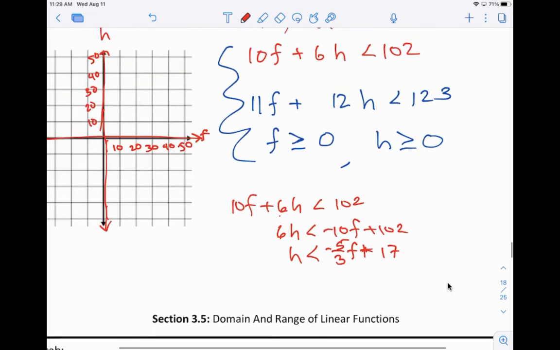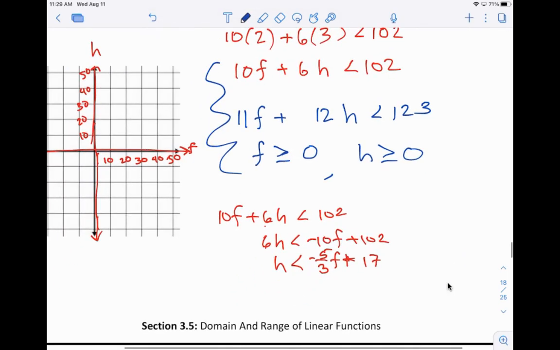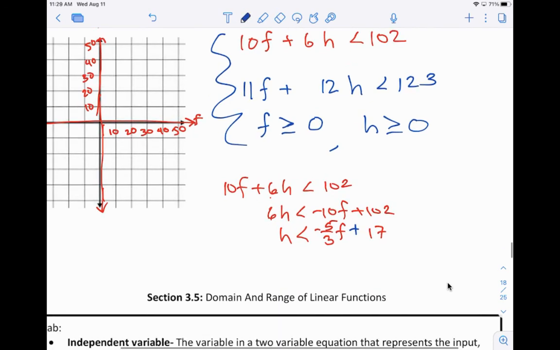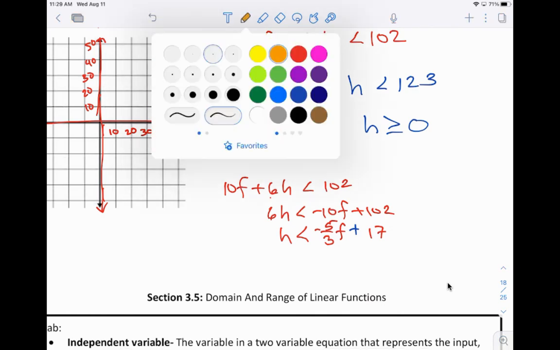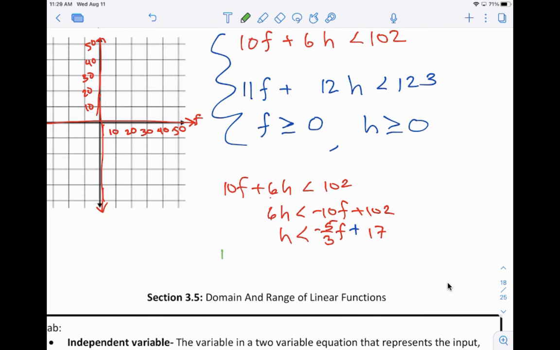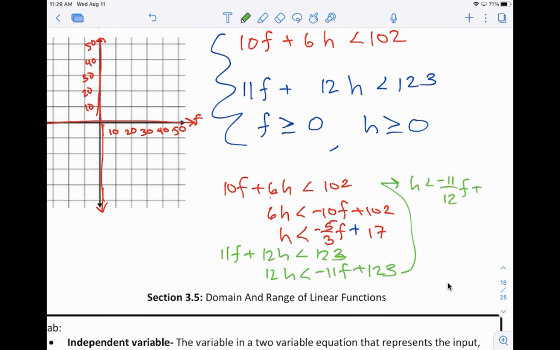And I think I'm going to rearrange the second equation as well before I go graphing to make sure I can do that one as well. This is a really horrible plus sign, so I'm going to redo it. There we go. All right, so the second equation, we'll do green, is 11F plus 12H less than or equal to 123. These are almost exactly the same moves. Move the 11F over, and then divide by 12, we get negative 11/12 F plus 123 divided by 12, which is 10.25.